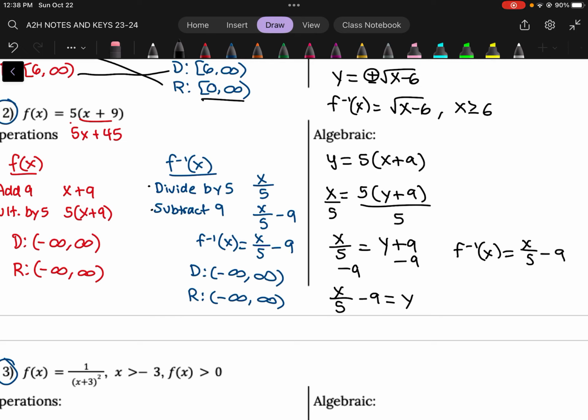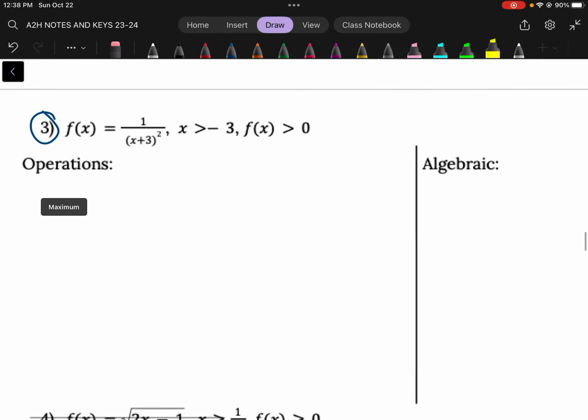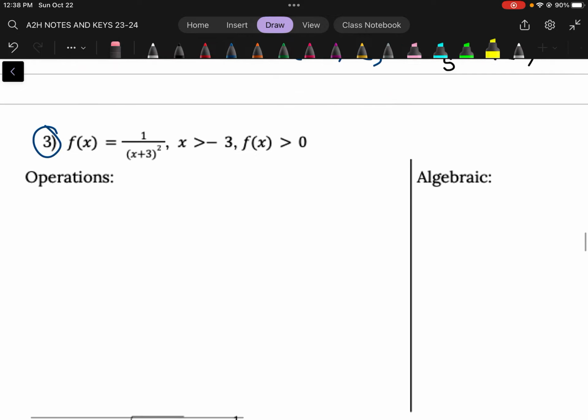Okay, but then we just write it as our inverse, and there's no restrictions at all. We get the same thing either way. There's our inverse. All right, last one, and then you guys will try the rest.